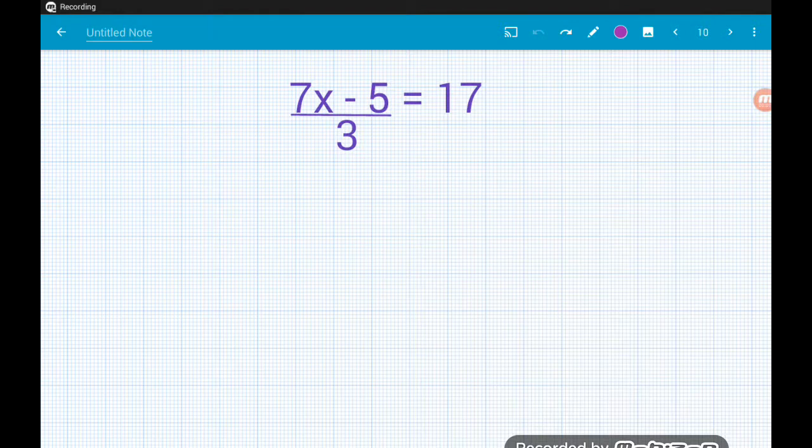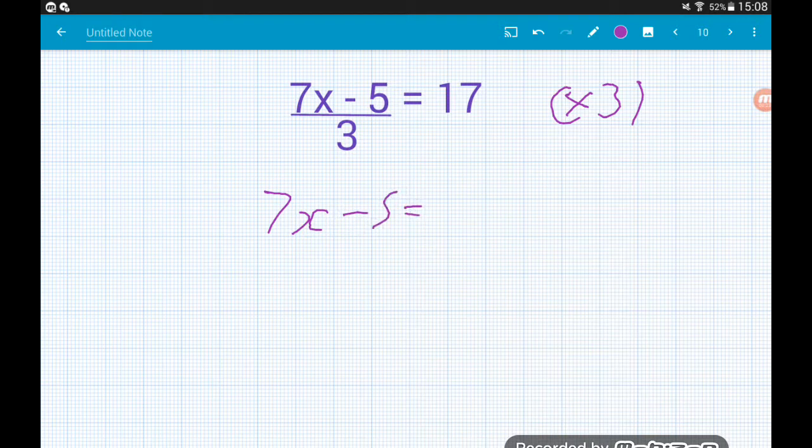Okay, so here we've got maybe a slightly trickier one, but let's run through and attack it. So again, we can't do anything about that minus 5 yet because it's trapped by the division, by the bottom of the fraction. So the first thing we have to do is cancel out that division by 3. And to do that, we multiply both sides by 3. So that will give us 7x minus 5 equals 3 times 17, which will give us 51.